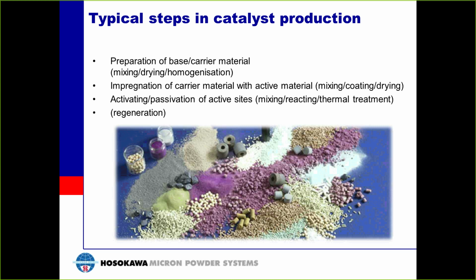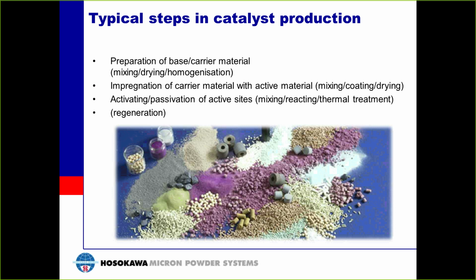As an example of vacuum drying, we'll talk about catalyst production. For catalyst production, you often start by preparing your base or your carrier material. This is often done with mixing, drying, and homogenization. During these steps, you can add the material in, you can blend it, you can do what's required. This is going to be just the base material for your catalyst.